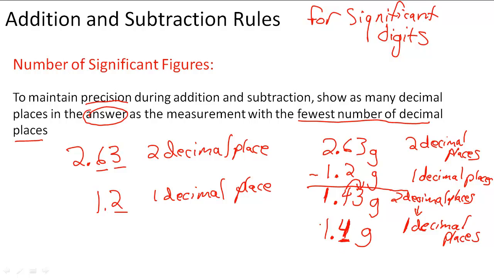And so here is the answer. This is the correct answer for this problem following the significant digit rules, because 1.4 shows me the precision. To maintain the precision of the addition and subtraction, I have to do this rounding and make sure I have only 1 decimal place, because that is the rule.